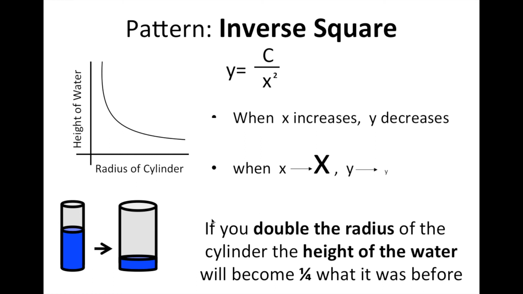Okay. And this diagram also shows that if you double the radius of the cylinder, so if you look at these two cylinders, the one on the right has twice the radius of the one on the left, then the height of the water will become 1/4 what it was before. So the height over here is 1/4 the height of the water over here.